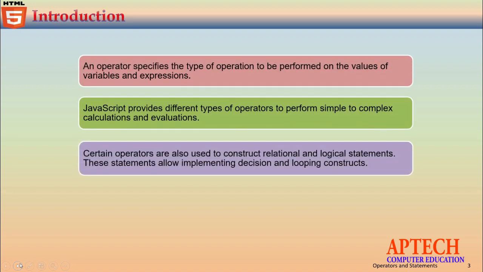So now, what is an operator? An operator specifies the type of operation to be performed on the values of a variable and expression. JavaScript provides different types of operators to perform simple and complex calculations and evaluations. Certain operators are used to construct relational and logical statements. These statements allow implementing decision and looping constructs.